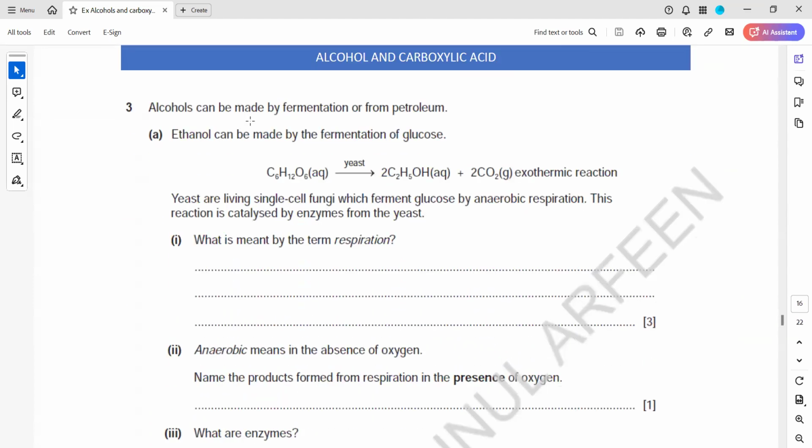In question 3, alcohol can be made by fermentation or from petroleum. Ethanol is there. This is glucose giving ethanol and carbon dioxide. What is meant by the term respiration? So what is the definition of respiration? Respiration means a chemical reaction which happens in a living organism, where we use or produce the energy from the food.